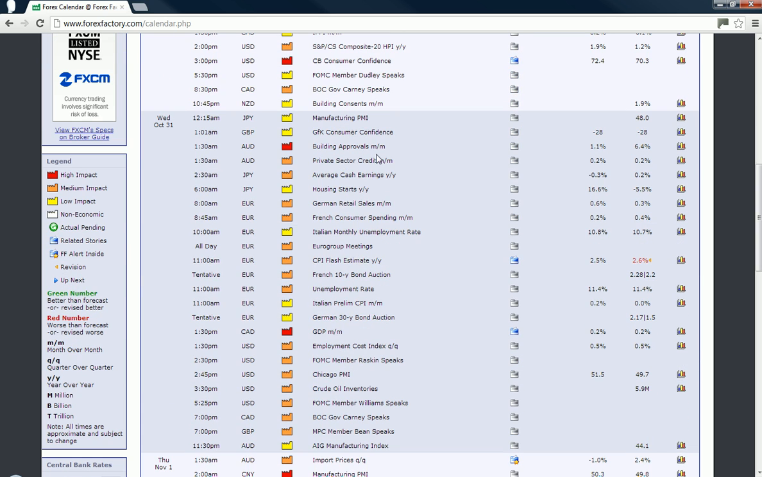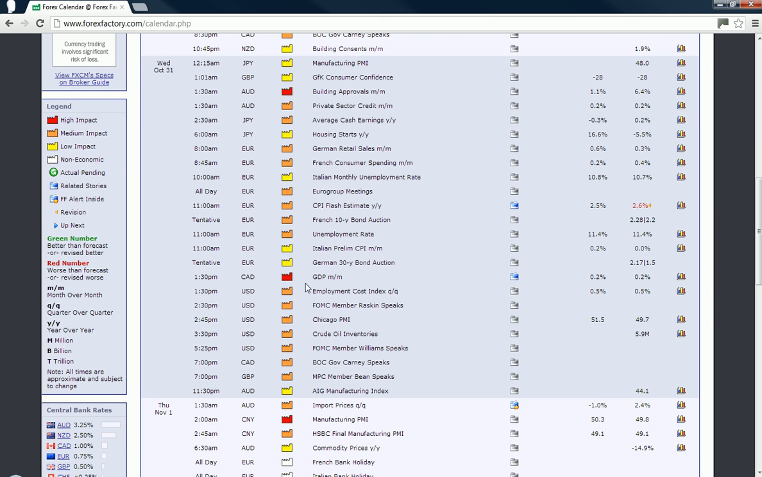On Wednesday we have some Aussie data overnight. We have quite a bit of mid-tier Eurozone data out there. So we've got German retail sales, etc. And for any Canadian dollar traders, at 1:30 GMT we have the Canadian GDP numbers month-on-month forecast at 0.2%. Basically expected to stay the same there.